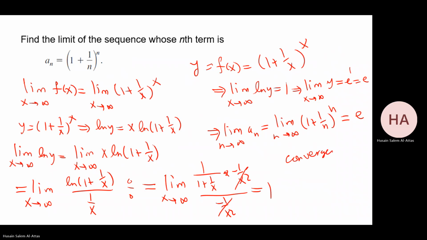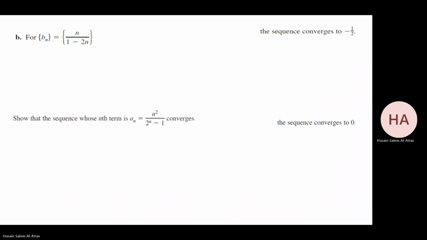Converges to e. This one, yeah, this one is an easy one. I have the limit of b_n as n goes to infinity. I can think of f of x as x over 1 minus 2x.